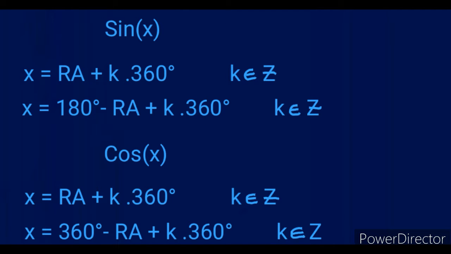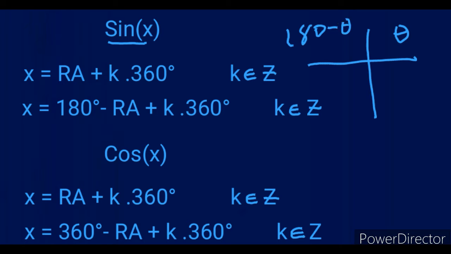Alright, so these are the general solutions for sine and for cos. These are not hard to memorize. All you have to do is to consider in which quadrants the trigonometric ratios are positive. For instance, in this case, let's look at sine first. Where is sine positive? Sine is positive in the first and in the second quadrant. So all we have to do is just to make it look like the quadrants.